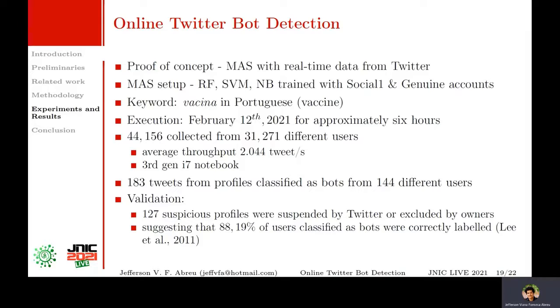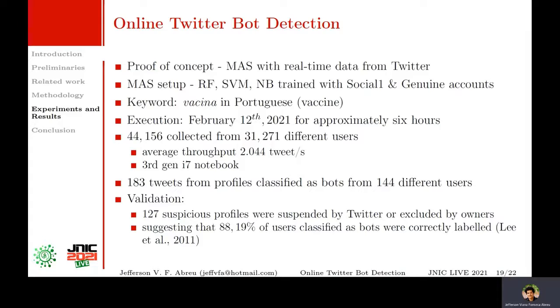We had an average throughput very close to 2 tweets per second on considerably weak hardware by today's standards. We found 183 tweets that were published from profiles classified as bots by our MAS, and these tweets came from 144 different users.